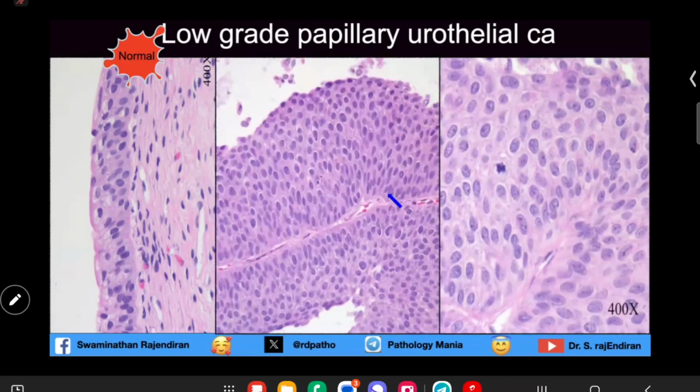In low-grade lesions, you can see nuclear overlapping, but the polarity is maintained. Mild atypia is there. See the smaller cells and larger cells, maybe 2 times, it is not 4 times. And mitoses are very infrequent. As I told you before, when you are looking for mitosis, it is low-grade.